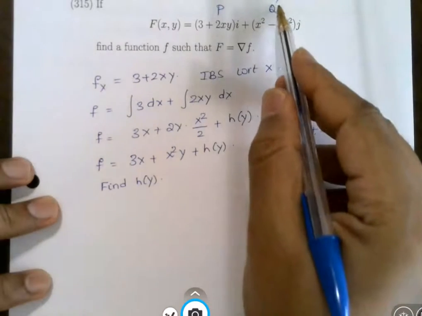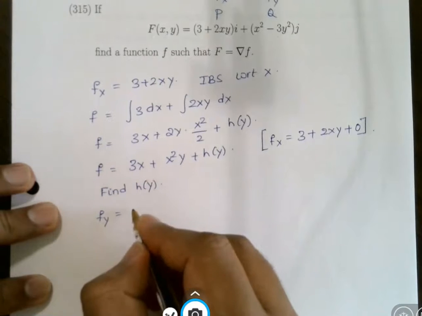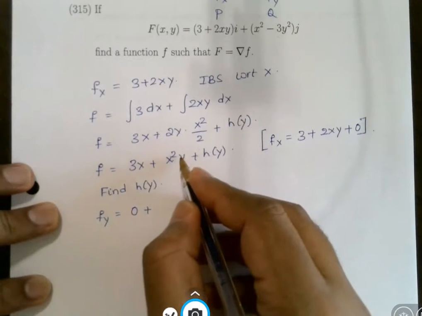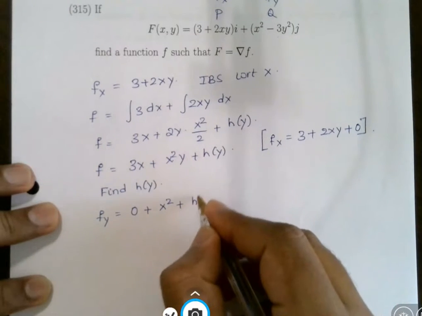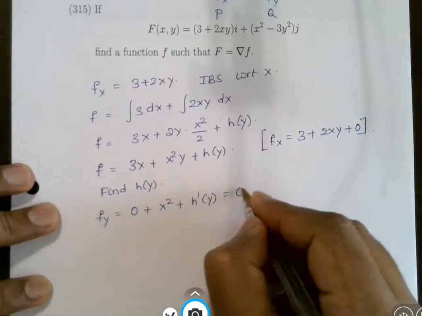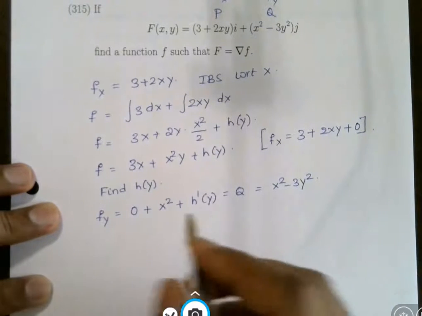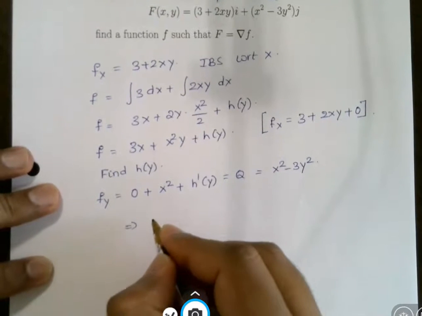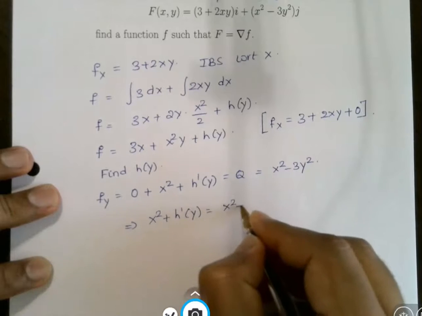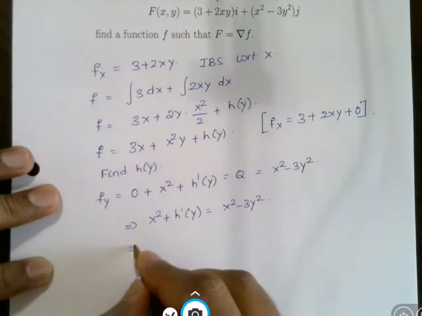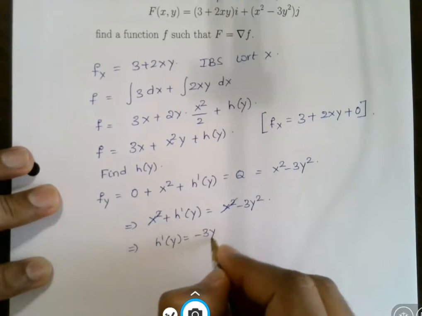I'm going to make use of Clairaut's theorem and fy here. So I'm going to find fy. When I differentiate 3x with respect to y, I get 0. When I differentiate x squared y, I get x squared, plus when I differentiate h of y with respect to y, I get h prime of y, and I'm going to set it equal to Q, and that is nothing but x squared minus 3y squared. So you get x squared plus h prime of y is going to be x squared minus 3y squared. So these two get cancelled out, so you get h prime of y is going to be negative 3y squared.